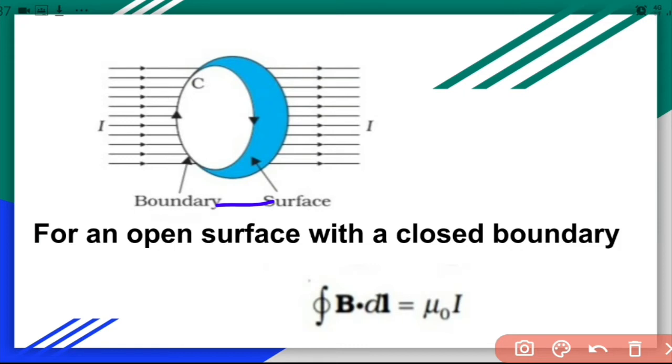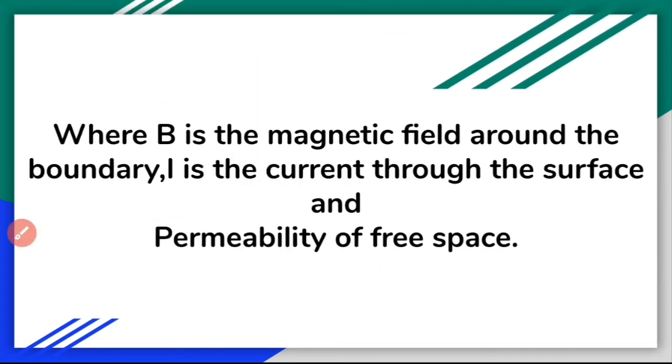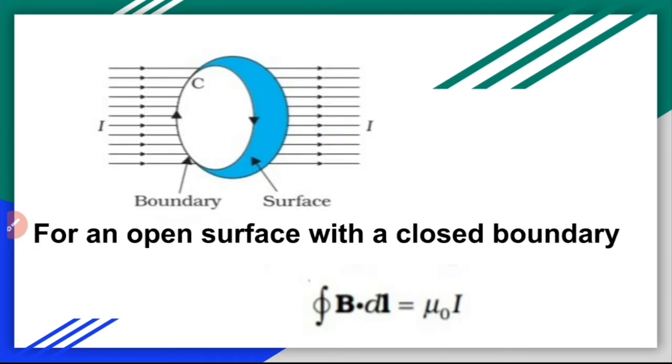That boundary is closed. So along the open surface with a closed boundary, we can state closed integral B dot dl is equal to mu 0 I. Closed integral means along that closed boundary, the sum of all B dot dl. That is equal to mu 0 I, where B is the magnetic field around the closed boundary, and I is the current through the surface, and mu 0 is the permeability of free space.